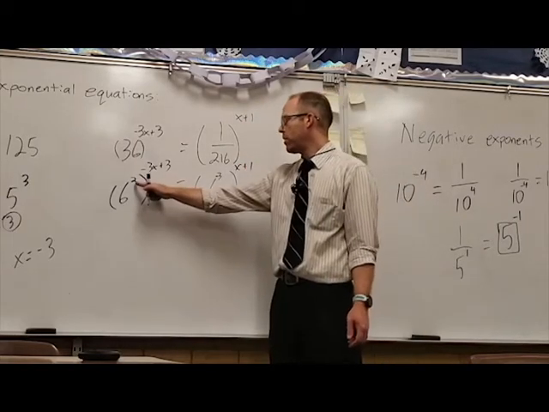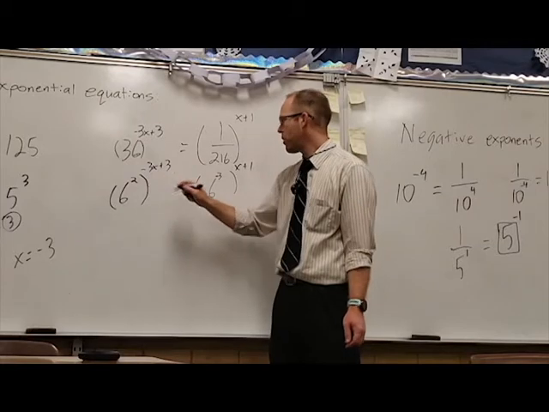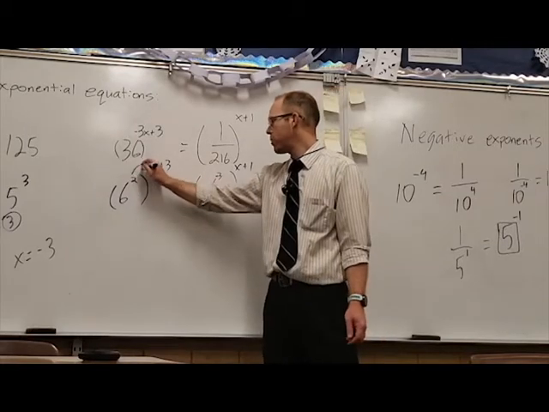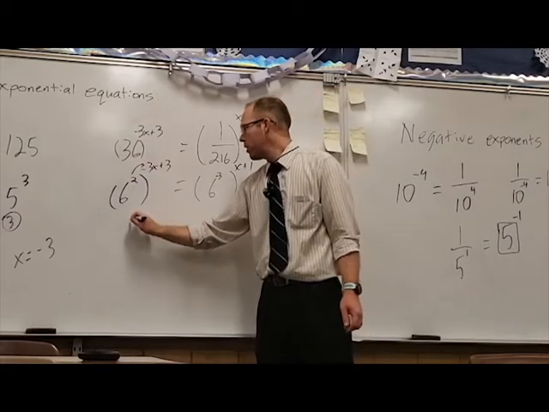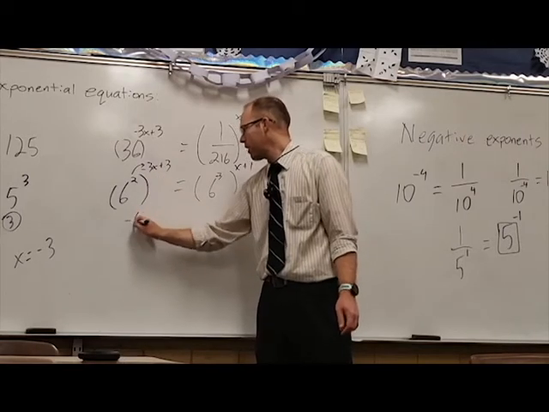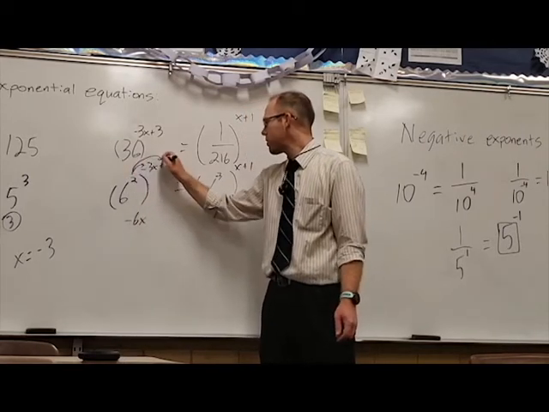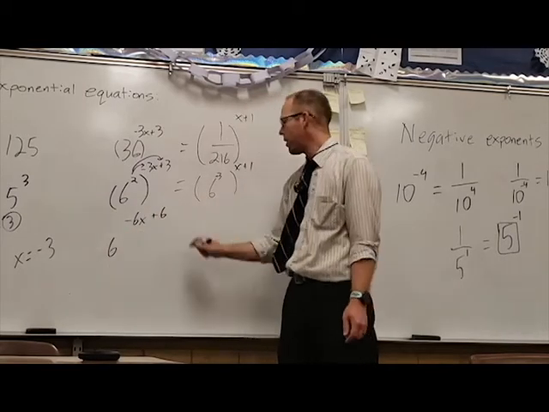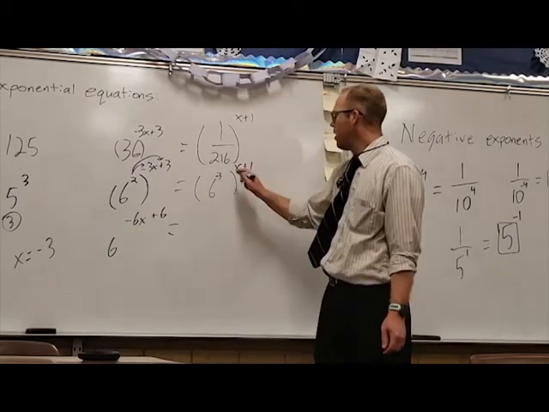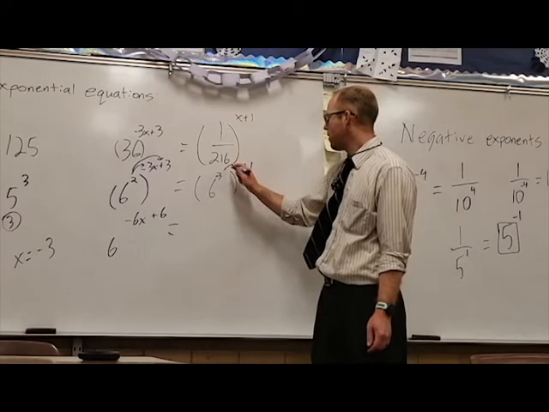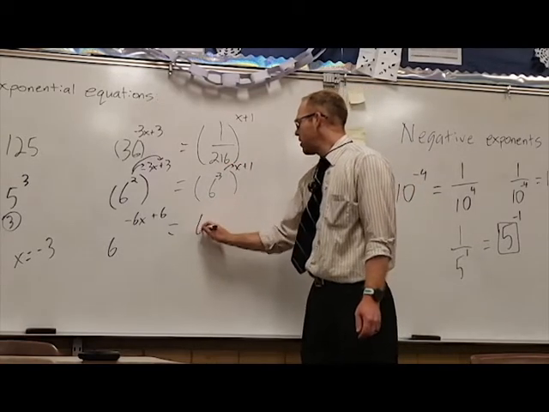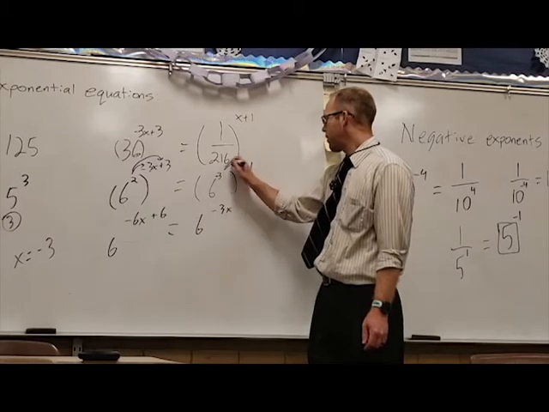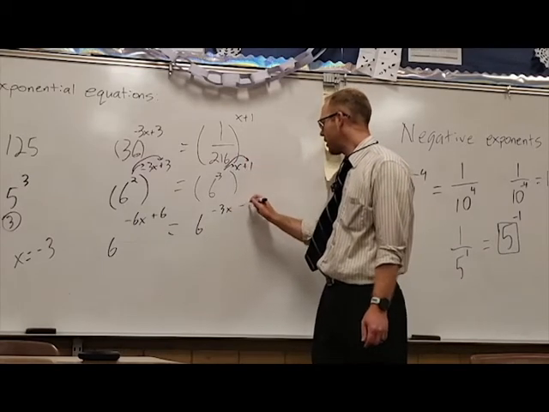Use the power rule, we get 2 times -3x plus 3, so we'll have to use the distributive property. 2 times -3x is -6x. 2 times +3 is +6. So we get 6 raised to that power, -6x plus 6. This one we'll also have to distribute. -3 times x is -3x, and -3 times 1 is -3.